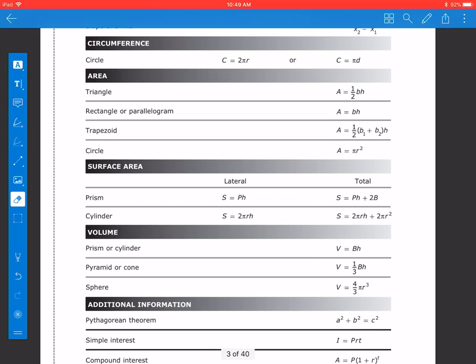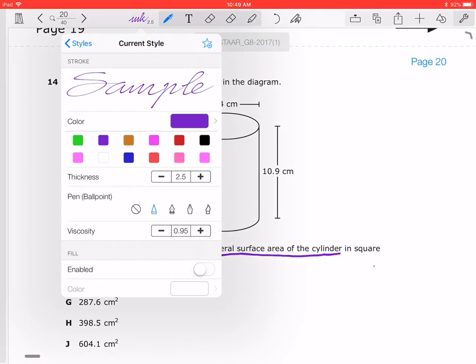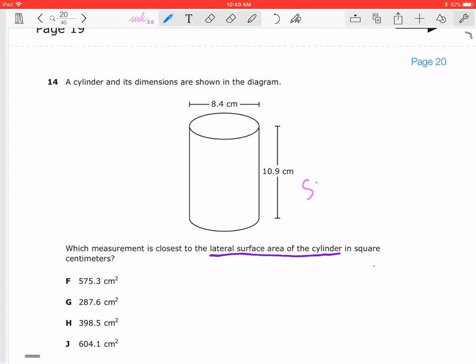So I'm going to erase those. We are looking at surface area, and we're looking at a cylinder, and we're looking at lateral, not total. So then that is S is equal to 2 pi RH. I'm going to write S is equal to 2 pi RH. And we know what our diameter is. Diameter is equal to 8.4. In order to find our radius, radius is equal to half times the diameter, which is 8.4.